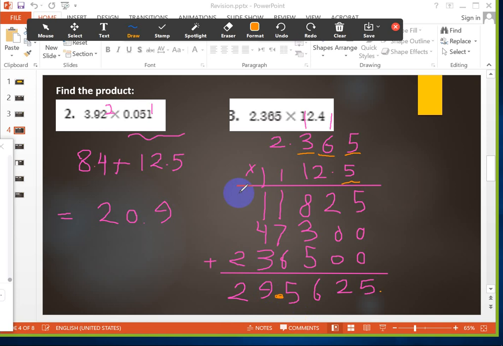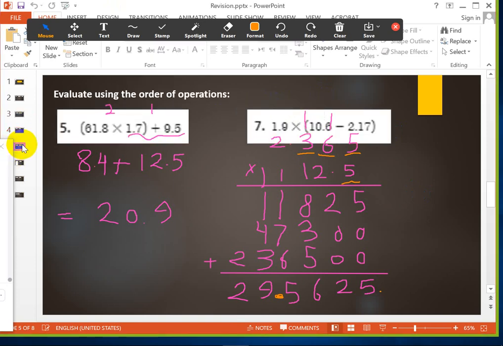Okay. So, girls, now let's move. This is an example about multiplication, very easy. The same strategy as addition and subtraction, and multiplication also, but you have to deal with the decimal point. Now let's move to the division.